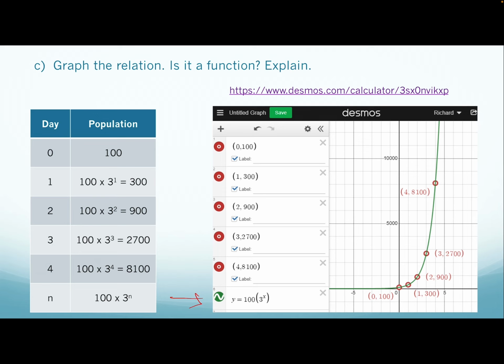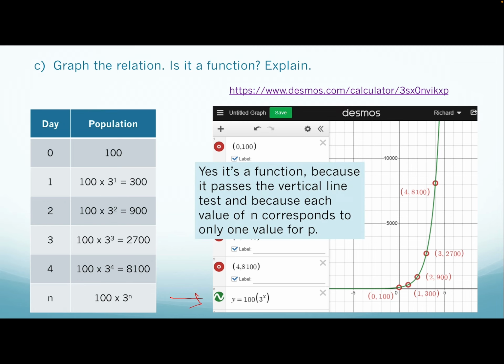Okay, is this a function? Well, it most certainly is. If we were to draw a vertical line test, we could see that it always passes through the green curve just once. So each x value has only one y value. So yes, it is a function. Okay, so it passes the vertical line test, and each n has only one value for p. You can't put in a number of days and get two different values for the population. It doesn't work like that.